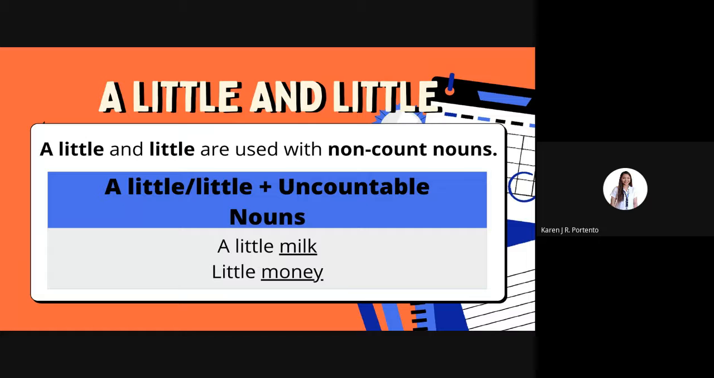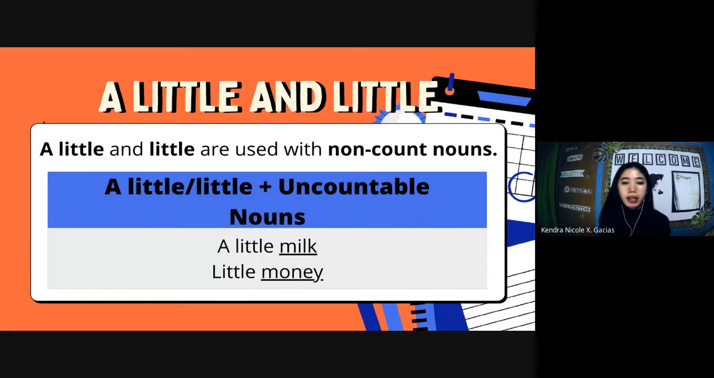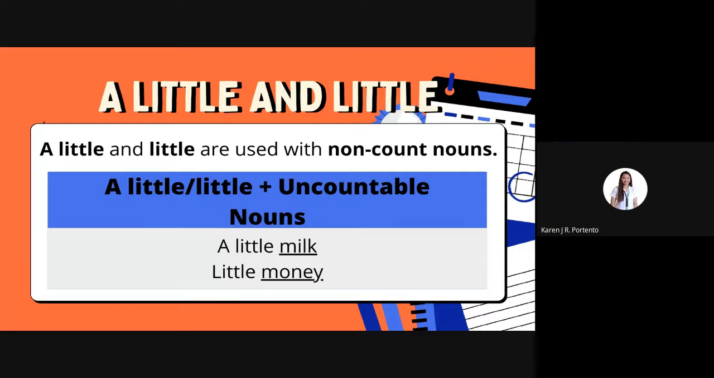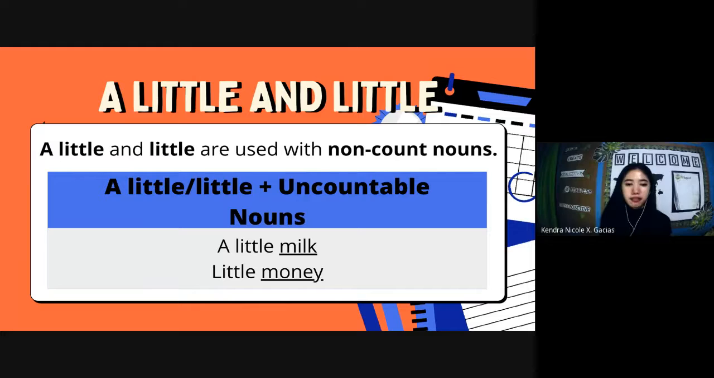Milk and money are the underlined words, ma'am, from the given sentences. Okay, very good. So milk and money are what type of noun, Karen? These nouns, milk and money, are considered to be uncountable nouns, ma'am. All right, very good. So you are right that milk and money are nouns that cannot be counted.